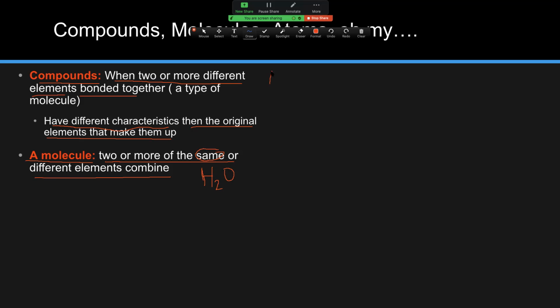Like a compound like NaCl, and this is sodium. And this is chlorine, but we say chloride when we put it together. And we'll talk about naming later on. So sodium chloride is table salt.